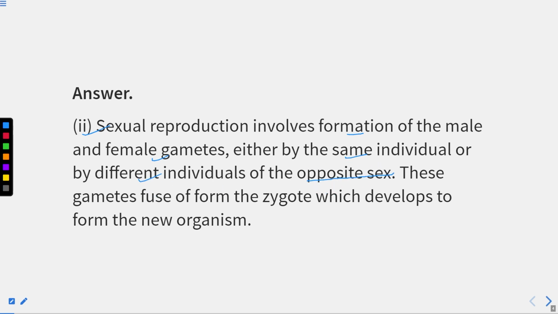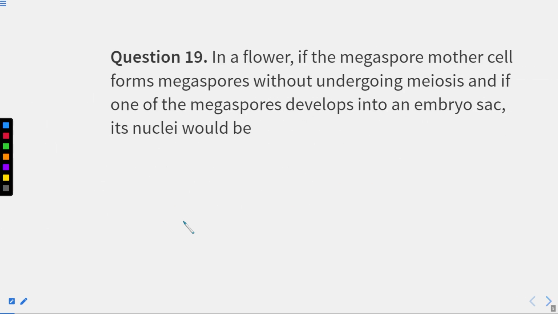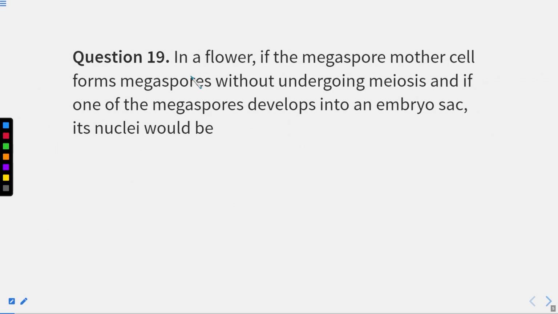So here two individuals are involved which are of opposite sex, and these two individuals form gametes which fuse together to form the zygote, and the zygote develops to form the new organism. Okay. Now let's talk about question number 19.